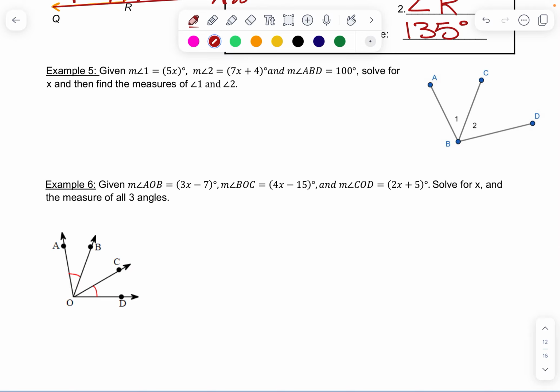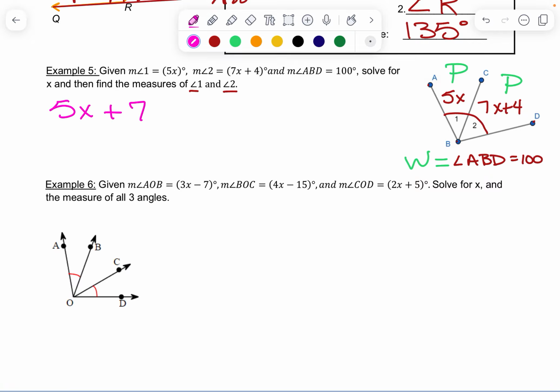For example 5, it says, given that the measure of angle 1 is 5x, the measure of angle 2 is 7x plus 4, and ABD, which is A to B to D, that's the whole thing, equals 100 degrees. Solve for x, and then find the measures of 1 and 2. So if you remember from last class, we said a part plus a part equals the whole thing. So if we take our first part, 5x, and add our second part, 7x plus 4, they should combine to equal 100, because that's the whole thing.